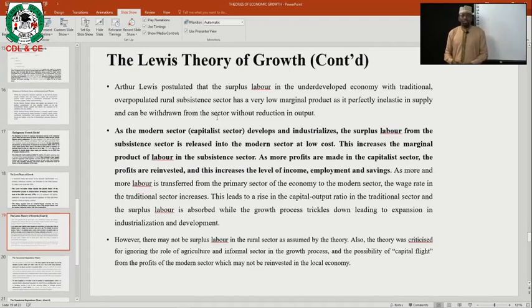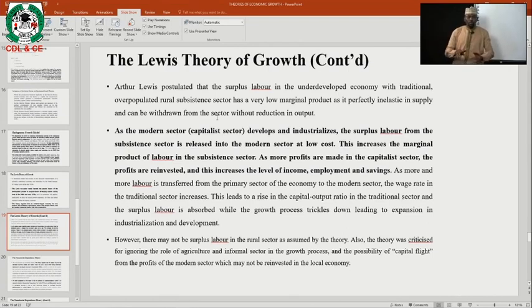So Lewis postulated that the surplus labor in the underdeveloped economy, with a traditional overpopulated rural subsistence sector, has a very low marginal product. And when there is advancement of the modern sector, that is the capitalist sector, the surplus labor in the subsistence sector will be drawn into the modern sector, and by doing that, the output of the modern sector is improved, and then the productivity of labor in the rural area is also improved because the price of labor in the rural area becomes enhanced. So in doing that, there will be general improvement in the economy. So it focuses on development of the modern sector.